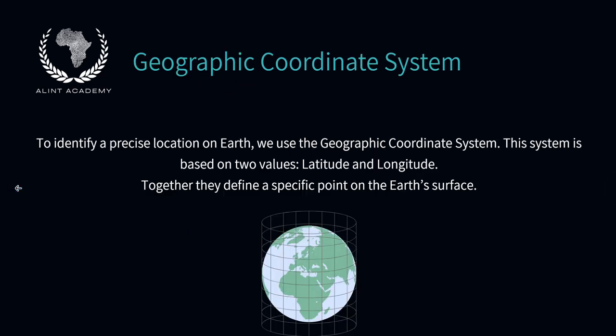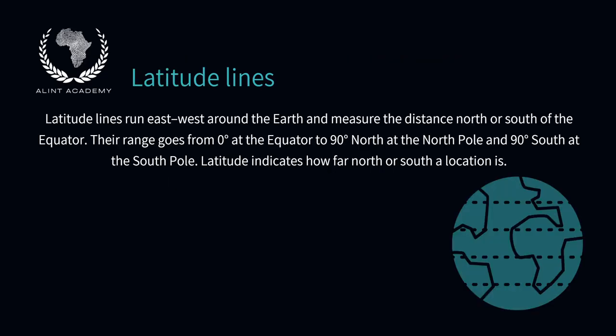Geographic coordinate system. To pinpoint a precise location on Earth, we use the geographic coordinate system. This system relies on two values, latitude and longitude. Together, these define an exact point on the planet's surface. Latitude lines run east to west and measure distance north or south of the equator. They range from 0 degrees at the equator to 90 degrees north at the North Pole and 90 degrees south at the South Pole. Latitude tells us how far north or south a location is.